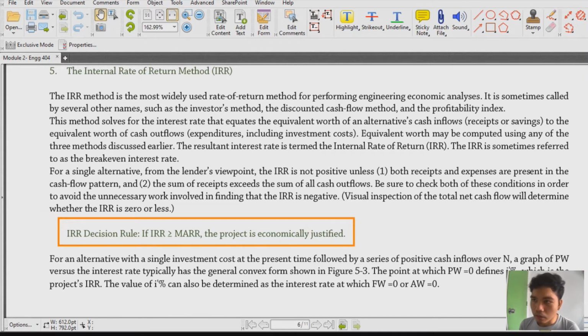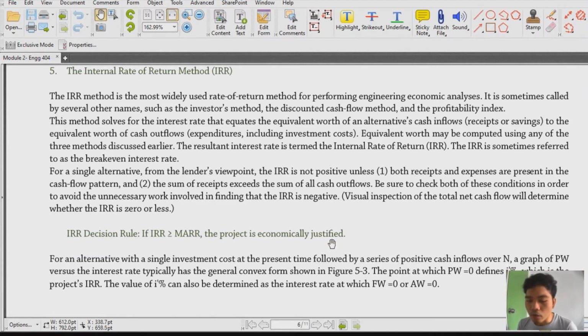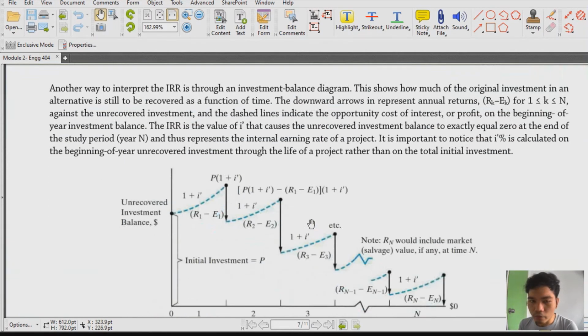Okay, so in every problem, you will see that there's an MARR given, but you won't be using that MARR because what you have to do here is to compute for the internal rate of return, that is simply the I%, and then compare with the given MARR. Okay, so let's try solving for now.